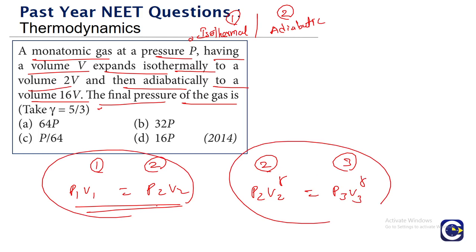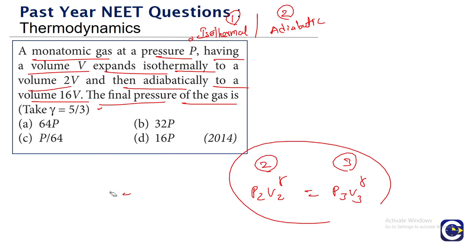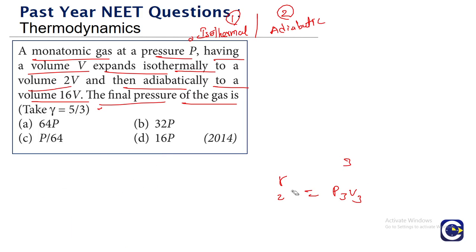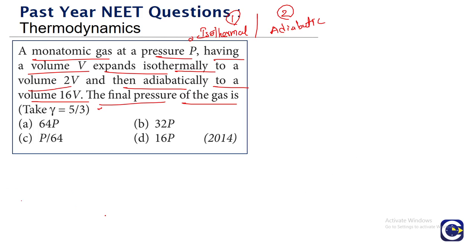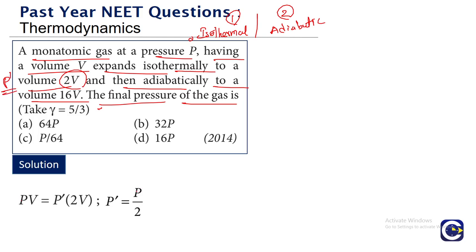So we'll have to just see how we'll be able to proceed, because here they have given some values for the parameters. In each of the processes also they are giving some values for the parameters. Look at it, what is it that they are giving? Initially they have given volume is V, and pressure is P. Once we are expanding isothermally, the final volume is 2V. So let us say the corresponding pressure is P dash.